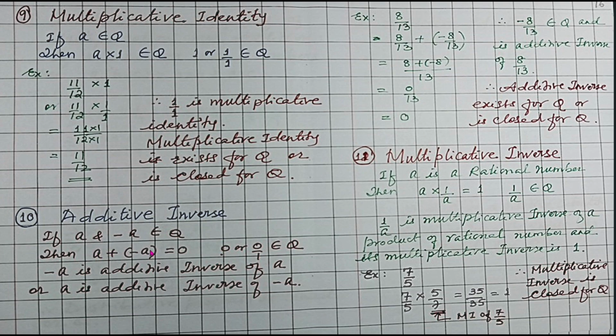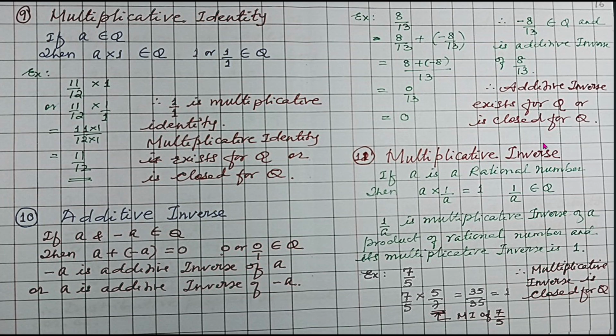So please remember that, and this is closed for a set of rational numbers. Now to understand this, let us take an example. 8 by 13 is a rational number. Its additive inverse is minus 8 by 13. When I add 8 by 13 to minus 8 by 13, I get 0, and therefore additive inverse exists or is closed for a set of rational numbers.